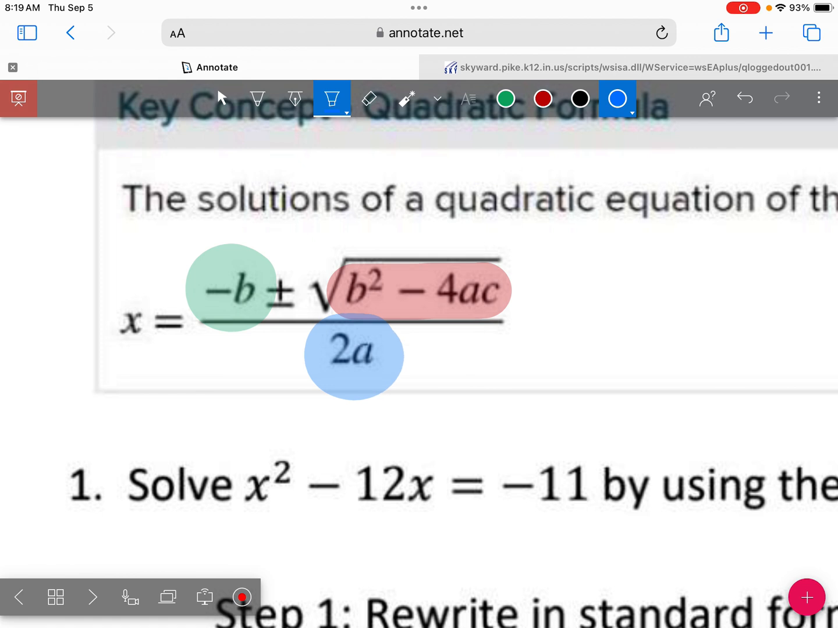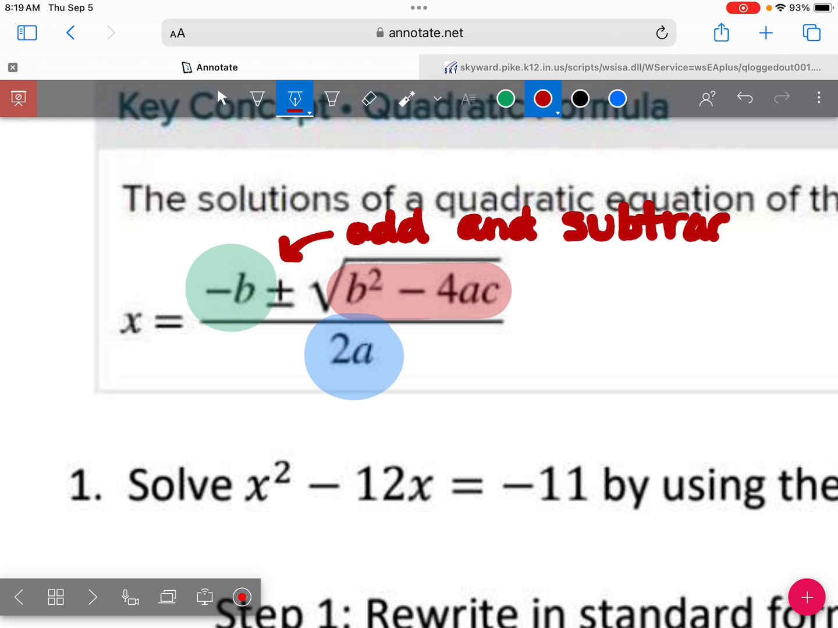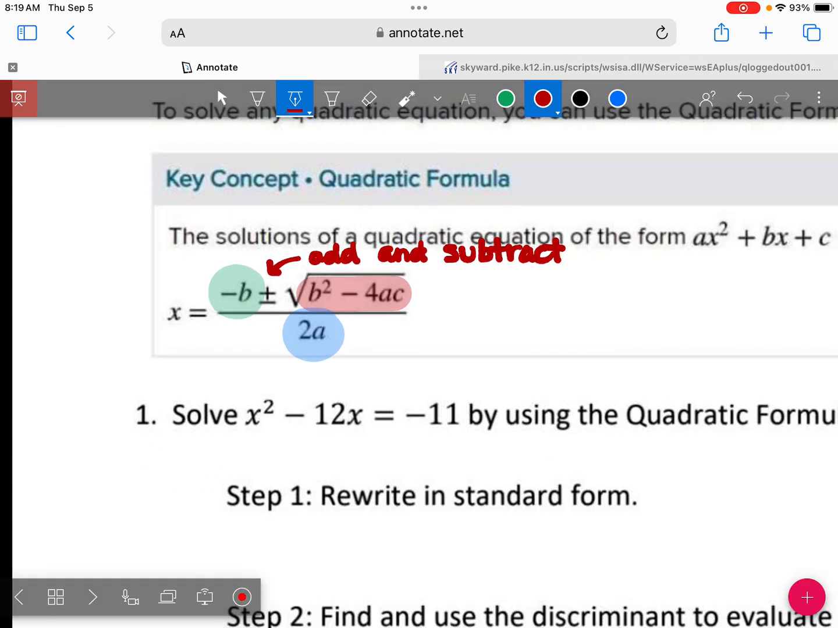But now, to finish it out, we just need to put this and this. We're just adding 2 little things to it. All right, and that plus minus means we have to add and subtract. That's why it says plus minus. That's how we get our two solutions. We add and we subtract. All right, so let's get to it.